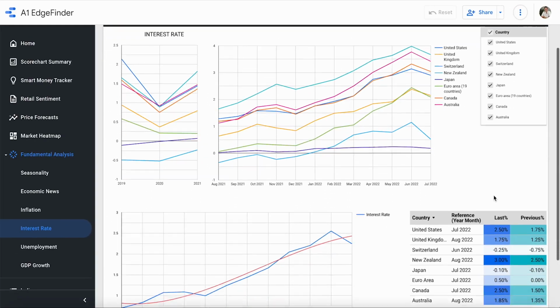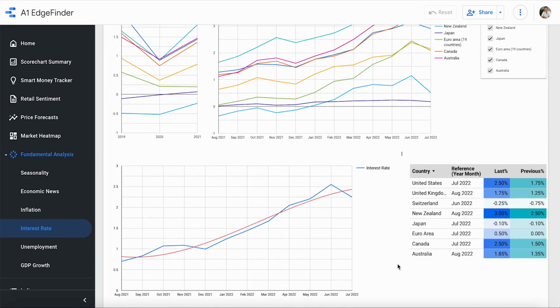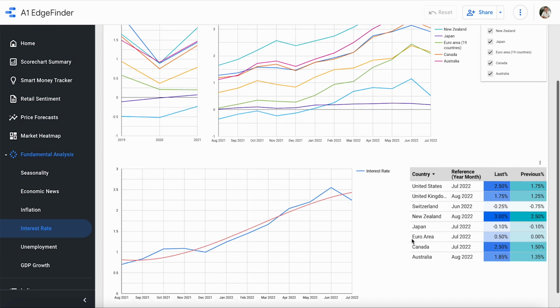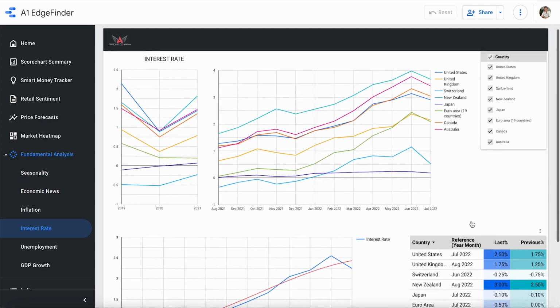We also have this box right here that just gives you all of the countries' current interest rates and their previous interest rates right next to it. So here in the United States, the interest rate currently sits at 2.5%, while previously it was 1.75%, and we can also see the month and year reference. So some of them have already been updated for August because we have that information, but some of them have not been updated yet, but that will be coming very, very shortly.